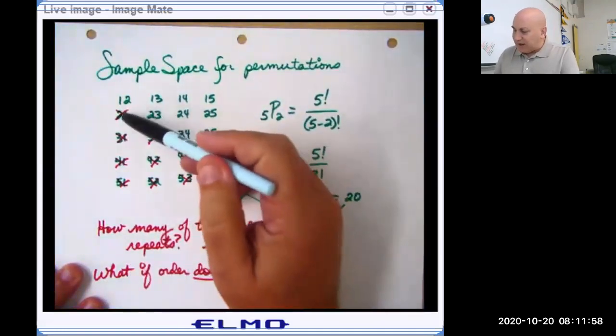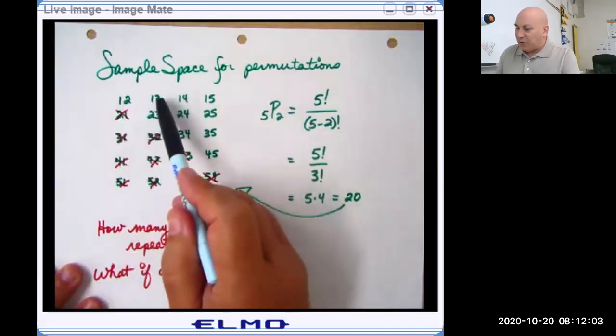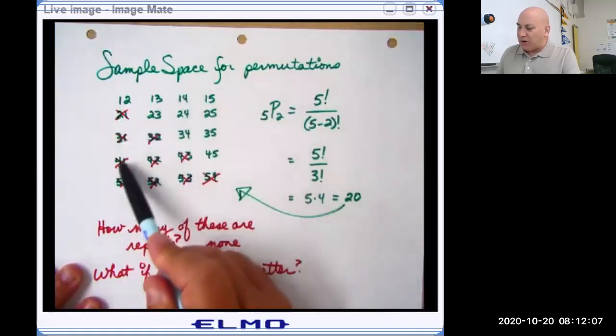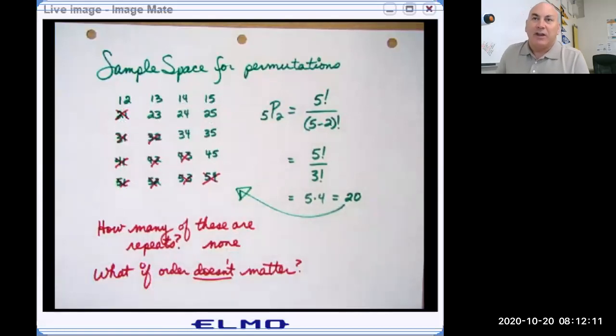So I'm crossing out all the repeats. 1, 2, 2, 1, I'm crossing it out. 1, 3, so I'm crossing out 3, 1. 1, 4, I'm crossing out 4, 1. 1, 5, I'm crossing out 5, 1. And I'm calling them repeats because that's a repeat of the same set. Order doesn't matter in combination.